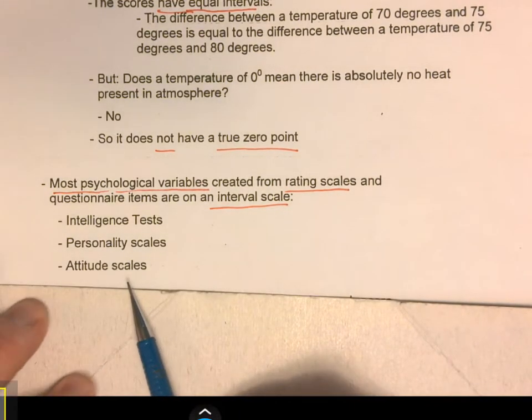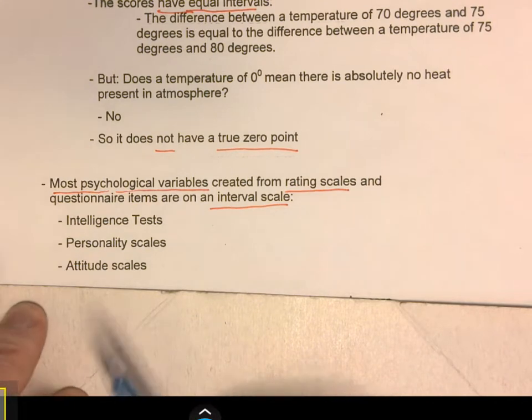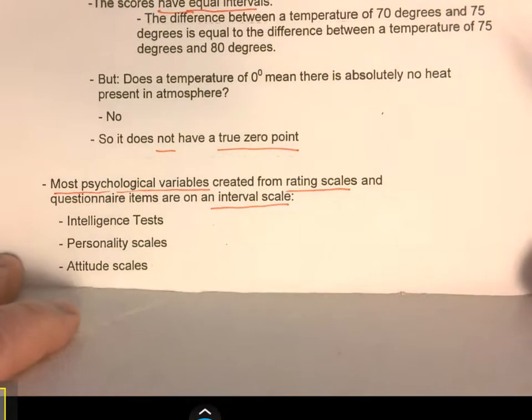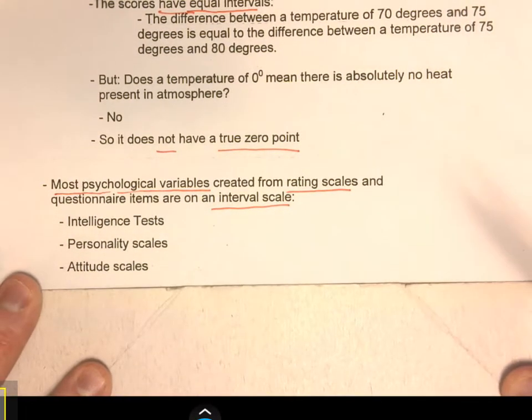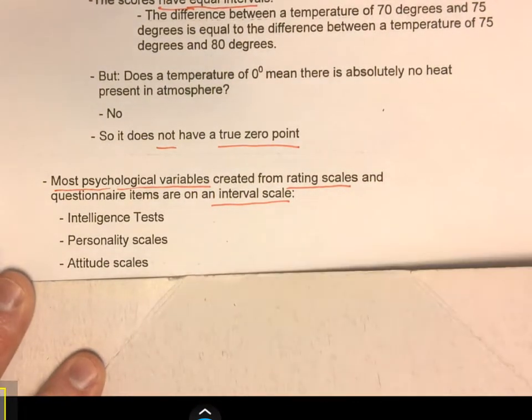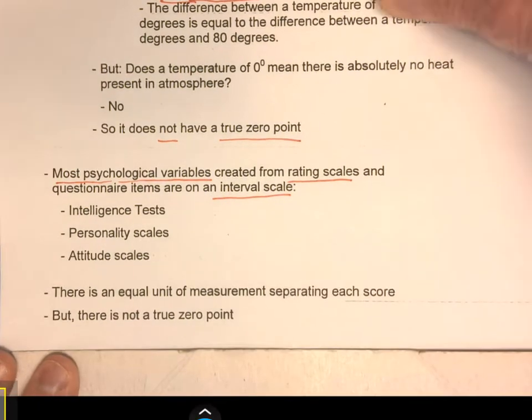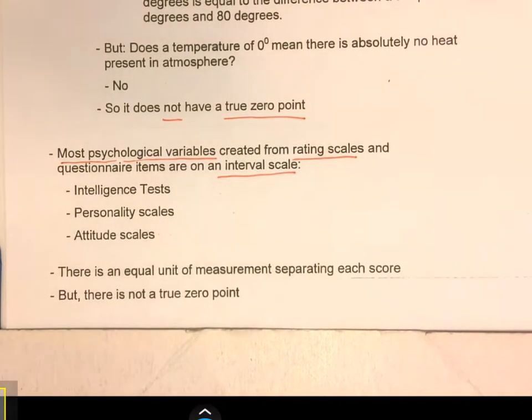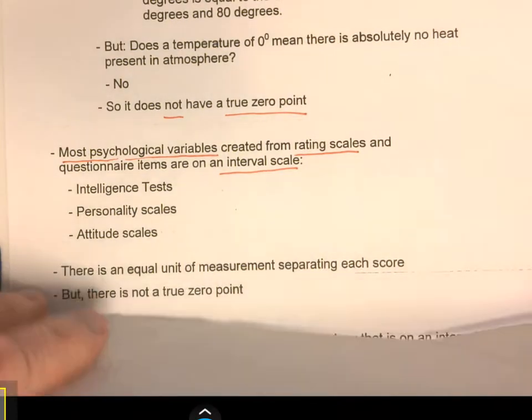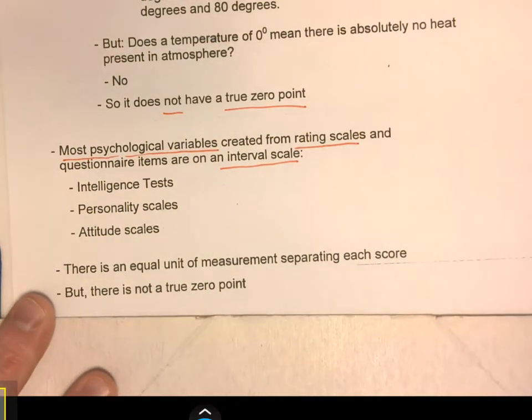Most attitude scales that are constructed using multiple item summated rating scales, most researchers agree that it's on an interval scale. I'm going to have more to say about this business of multiple item summated rating scales in a minute. Most researchers assume that with variables like this, there is an equal unit of measurement separating each score, but there's not a true 0 point, that puts it on an interval scale of measurement.